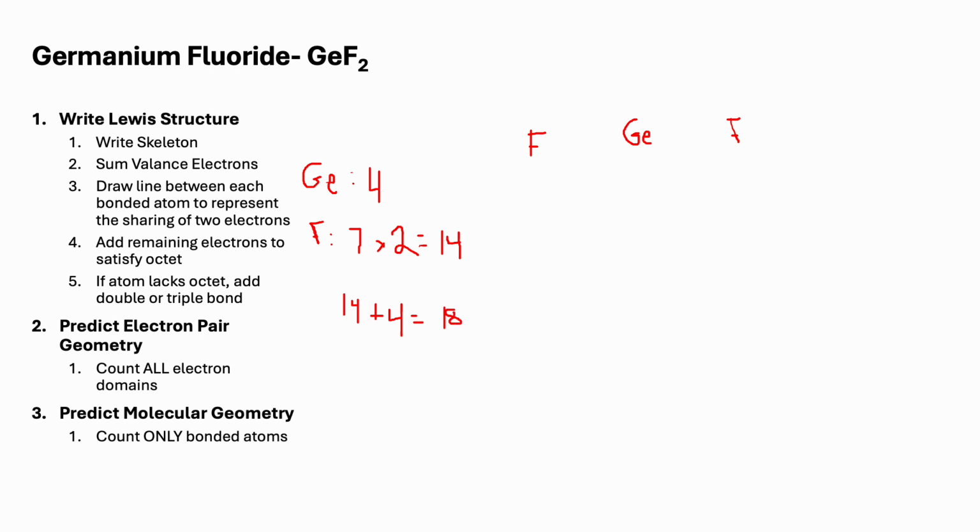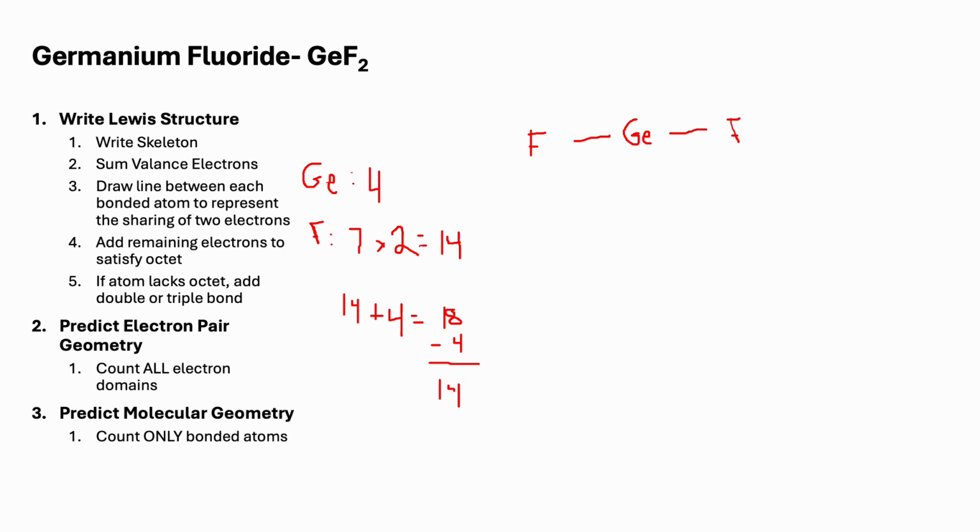So that's our sum total of all of our valence electrons. And now we're going to go to step 3. We're going to show the bonds between beryllium and fluorine. And that bond is a sharing of 2 electrons. So we just used up 4 of our 18 valence electrons. So that leaves us with 14 valence electrons left.